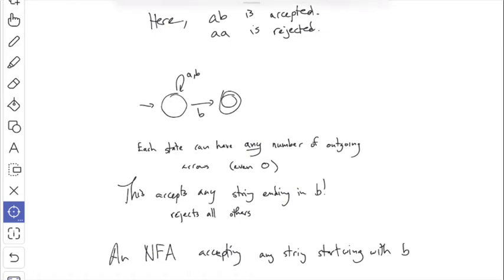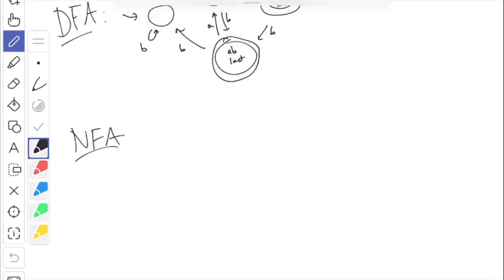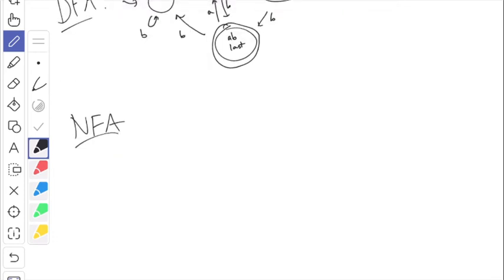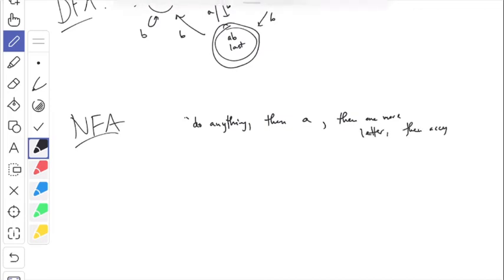Maybe I'll give you a moment here to see if you can write an NFA that acts like that. So my idea is do anything, then A, then one more letter, and then accept. All right? See if you can make an NFA that has that kind of behavior. This is the way that I would like to think about second to last letter being A. And when I did this, I did it in 3 states. See if you can do it with only 3 states.